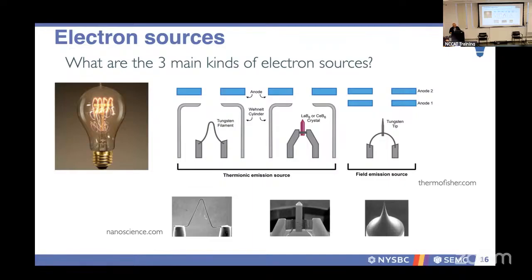Other types of sources, you can have a crystal that's a little bit more coherent because you have an ordered array, so you can rip electrons off a crystal. Or what we use more often in a lot of the microscopes downstairs are field emission guns, where we have a tungsten tip that's really finely made. You can see the pictures of the various electron sources down below.